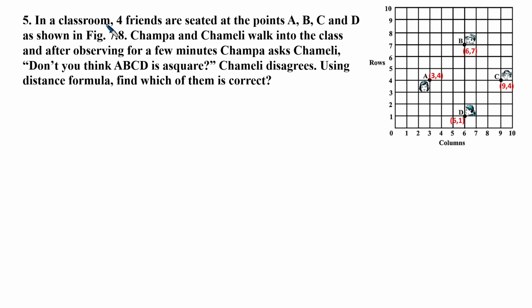Exercise 5. In a classroom, 4 friends are seated at points A, B, C and D as shown in figure 7.8 of your book. Champa and Chameli walk into the class, and after observing for a few minutes, Champa asks Chameli, "Don't you think ABCD is a square?" Chameli disagrees. Using the distance formula, find which of them is correct. Either Chameli is correct or Champa is correct. You have to find whether it is a square or not.